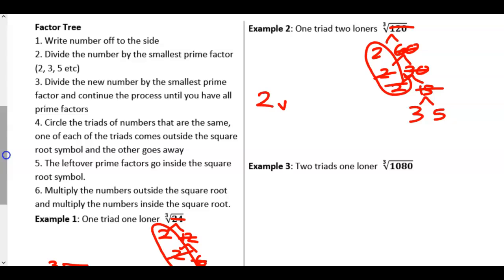Now, if I have 2 loners, just like before, they're going to multiply. 3 times 5, 15. One last little thing. What kind of root is this? Cube root. So put a little 3 there. So again, when you see the little cube in the root, you're going to circle 3 of them. True.